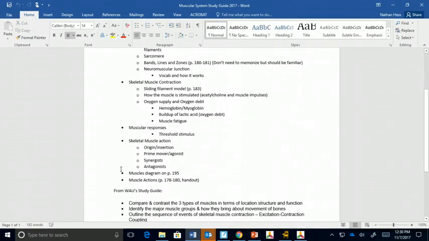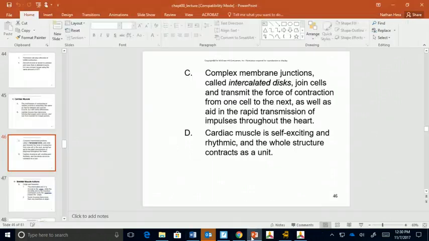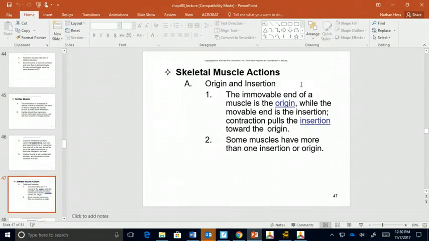So let's last talk about the skeletal muscle actions. So you have an origin and an insertion. Origin is where the muscle starts, insertion is where it goes to. The movable end is called the insertion. The immovable, the one that stays the same, is the origin.